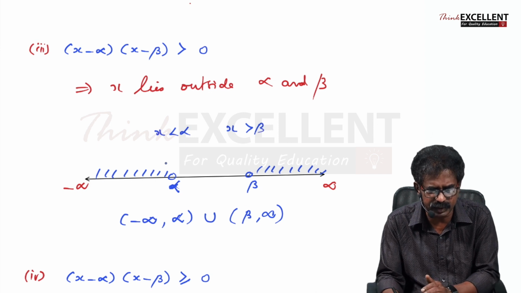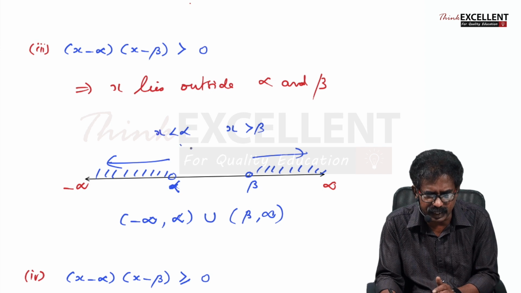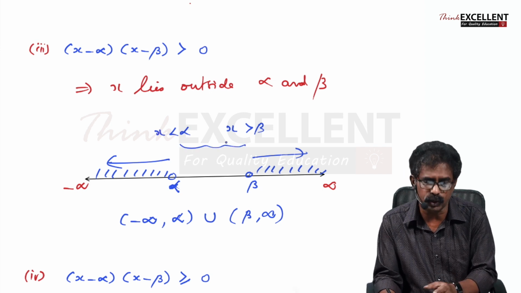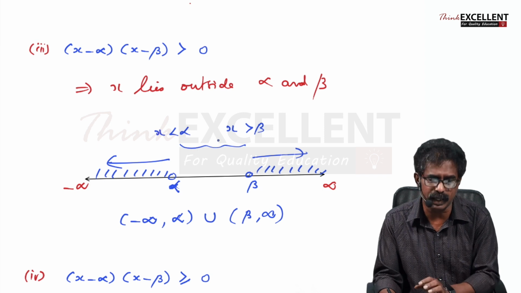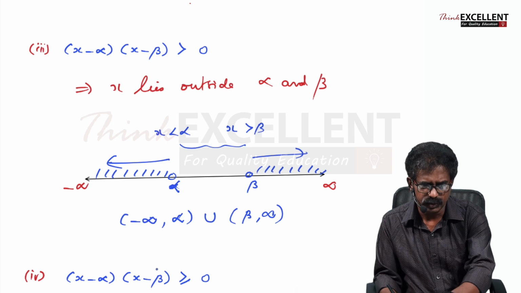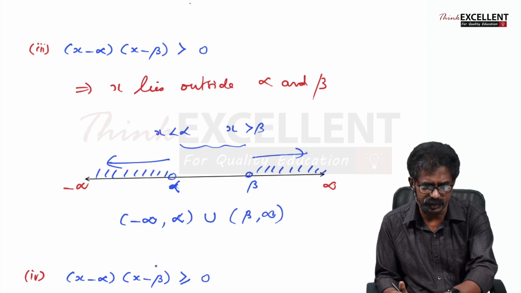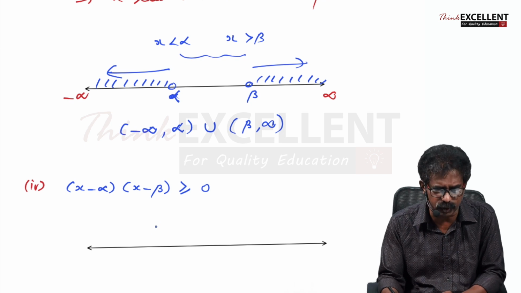X is less than alpha means alpha's left side. Greater than beta means beta's right side. You can write it using inequality also. So you can write the answer in different ways. You can shade in a number line, you can give it as an inequality, you can write it as a set. So greater means outside. Next one, greater than or equal to. Same thing, but that point is also included, right?